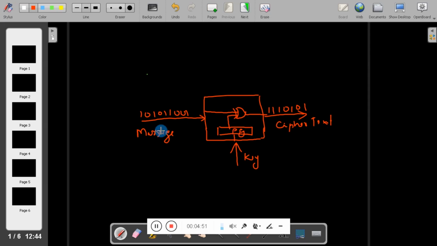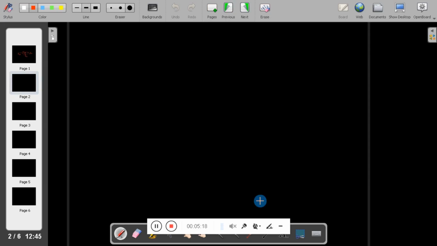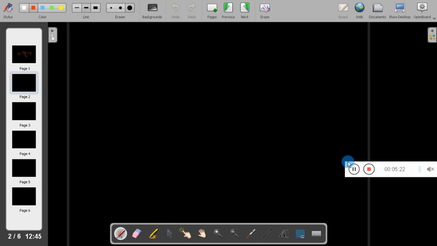So here the encryption takes place bit by bit. The stream of bits continuously moves and the ciphertext is continuously provided in terms of a stream of bits. This is the technique used for a stream cipher. But in case of block cipher, we have a data block.